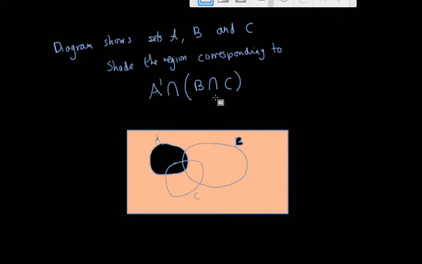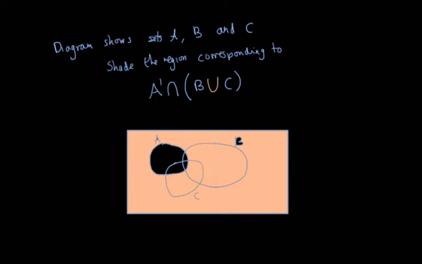I have noticed a typing error in the Edexcel book. The question posed has an intersection, but the solution has union. So let's change the question to what the actual solution is given. Let's rub this bit out here and we will change the question.